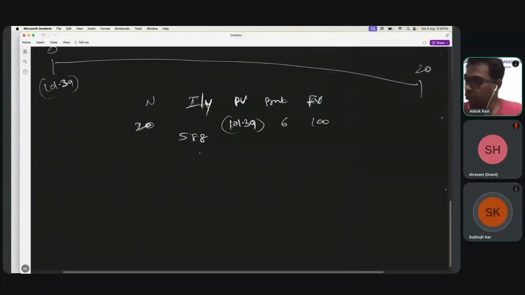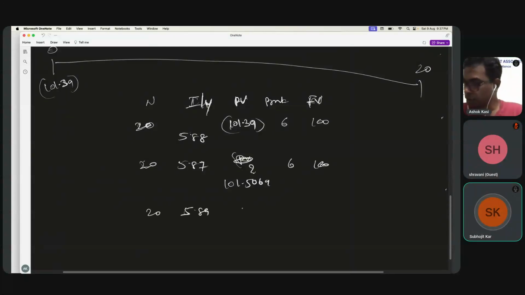So 5.88 means it will go to 5.89 or 5.87, that is 1 basis point. If it goes to 5.87, calculate the present value: the PV is 101.5069. And if it goes to 5.89, the present value is 101.2730.